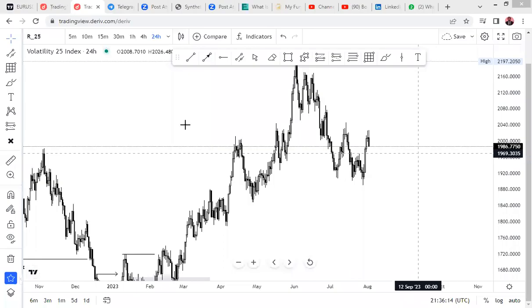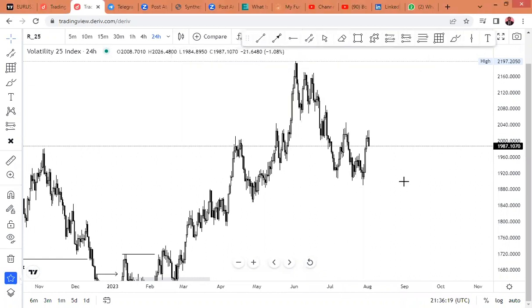All right, let's talk about how to use the daily candle for entry. The principle is very simple. If you want to use the daily candle, don't use it in isolation. You want to use it in line with structure.